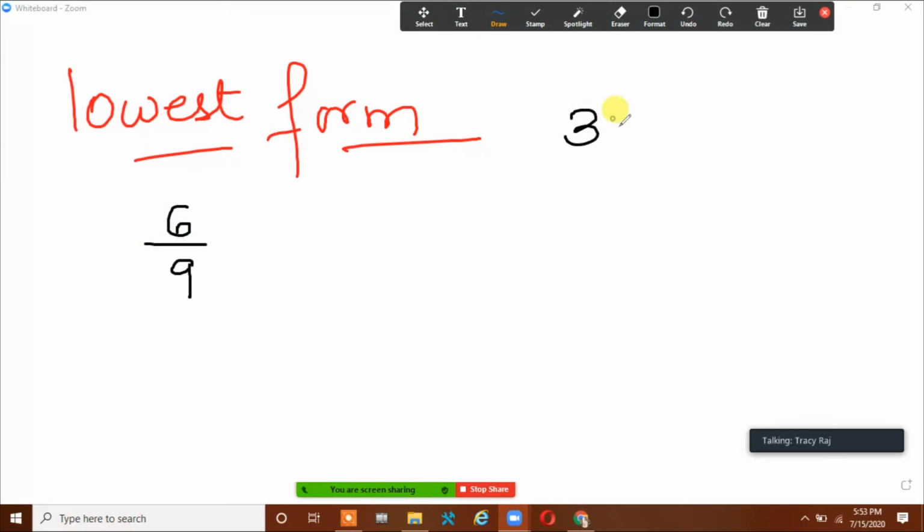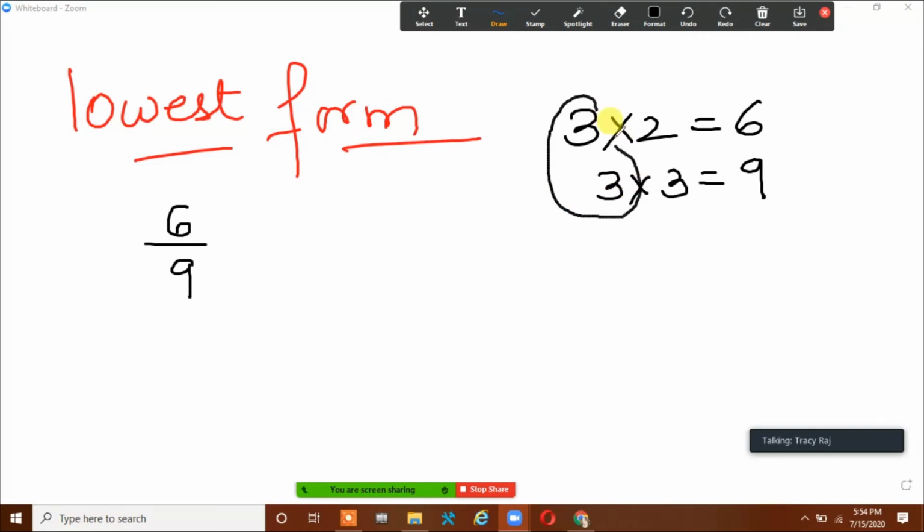So how can we make it to the lowest form? Lowest means smallest only. So you see both should come in the same table. That is the first important criterion. After that, 6 is coming on 2, so I will write 2 here, and 9 is coming on 3, so I will write 3.